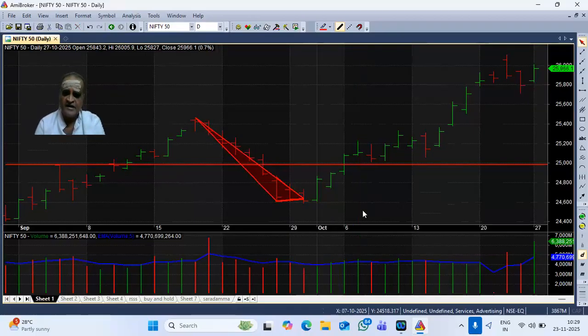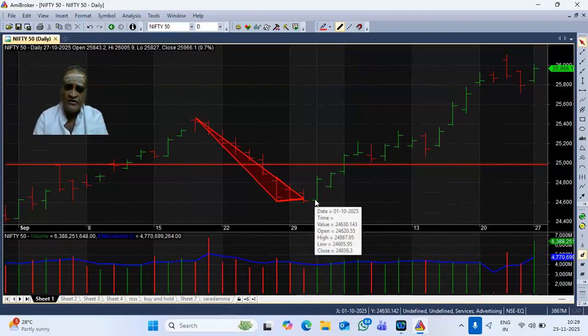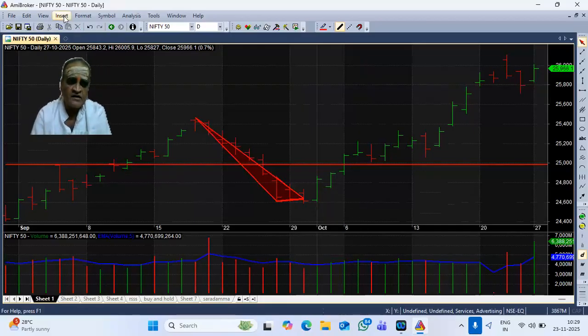Now you can see next day what happened. There is a good recovery, even though on lower volumes. On lower volumes, open itself is low, the length of the bar is more, and close is near to high. It indicates, it 100% indicates a reversal of the trend.